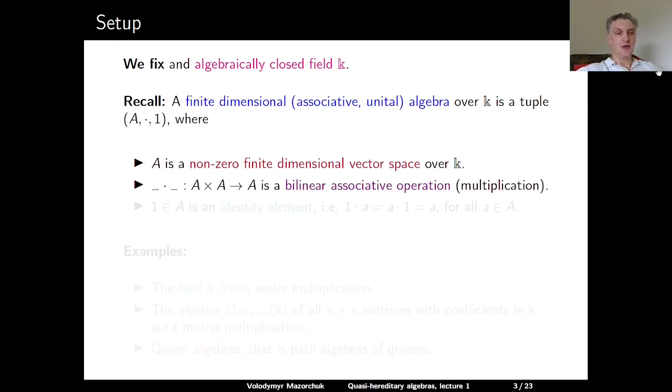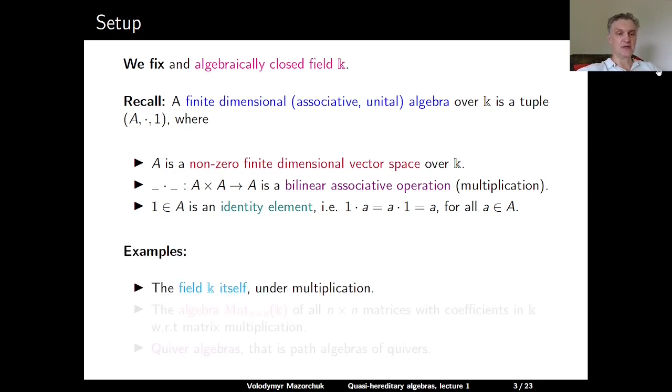So we start from 2 elements in A and we produce a new element in A. The operation itself is usually denoted by dot, or the dot can be omitted in general. And the fixed element 1 in A, which is the identity element with respect to this operation. This means that multiplying 1 with a on either side produces a for any a in our algebra A.